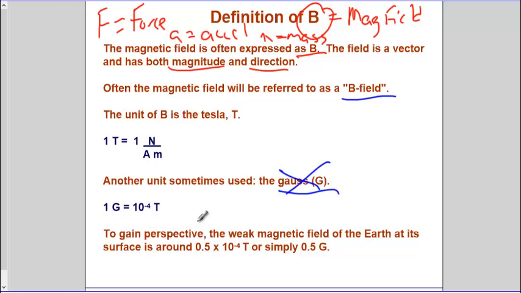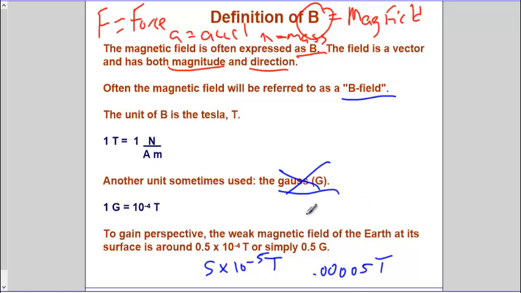And the Earth does have a magnetic field, which is about 0.5 times 10 to the negative 4 Tesla, or 5 times 10 to the negative 5 Tesla. That's 0.1, 2, 3, 4 Teslas. So the Earth's magnetic field is really weak. That's about a half a Gauss.